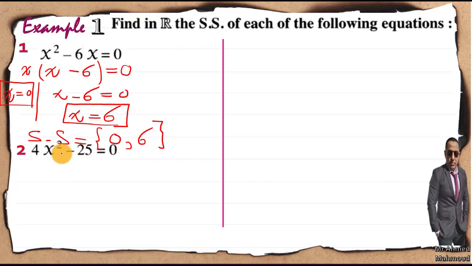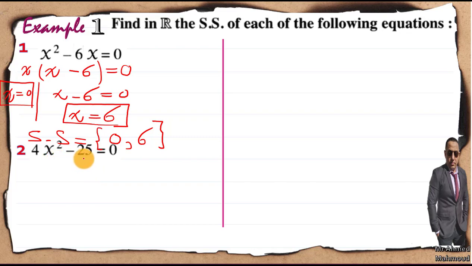Another example here: 4x² minus 25 equals 0. This is a very important case. If the equation includes x² only, it's allowed for you to solve this equation by using the steps of the first term. How come, Mr. Ahmed?